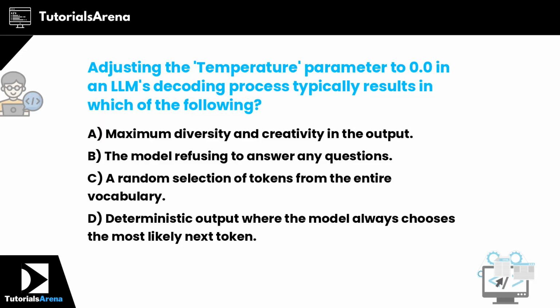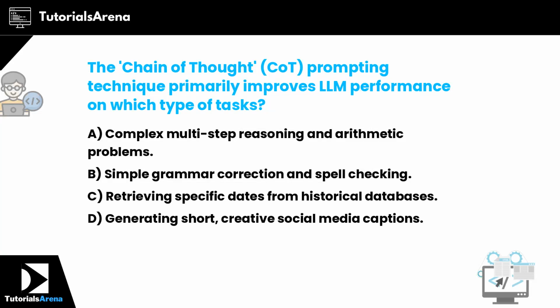Adjusting the temperature parameter to 0.0 in an LLM's decoding process typically results in which of the following? The correct answer is option D, deterministic output, where the model always chooses the most likely next token. The chain of thought (CoT) prompting technique primarily improves LLM performance on which type of tasks? The correct answer is option A, complex multi-step reasoning and arithmetic problems.